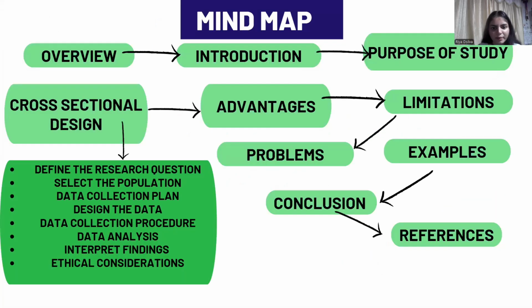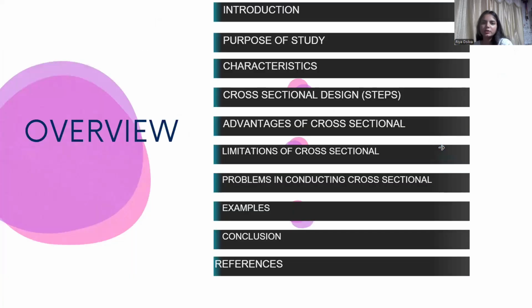So here is a mind map that contains all the context of this topic. This is an overview. So we'll be discussing the introduction, purpose of study, characteristics, cross-sectional design, its advantages, its limitations, the problems faced while conducting it, its examples, conclusions, and the references used.